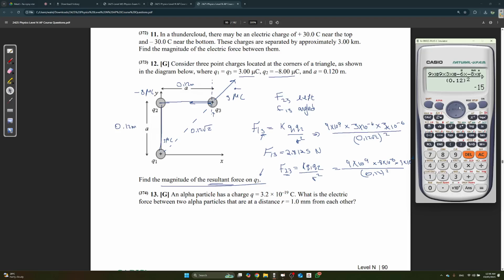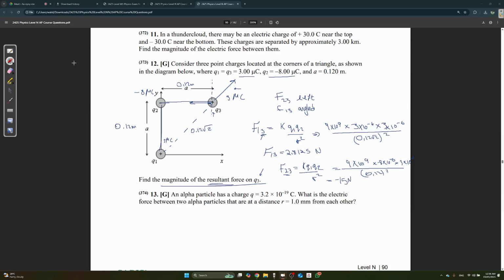Negative 8. You're going to get negative 15. Which I feel like this is wrong for some reason. Let me double check. Okay, no, it's correct. So we found F23, which is minus 15. We found F13, which is 2.8125. So we have our forces. One going like this, F13, and we have one going like this, F23.